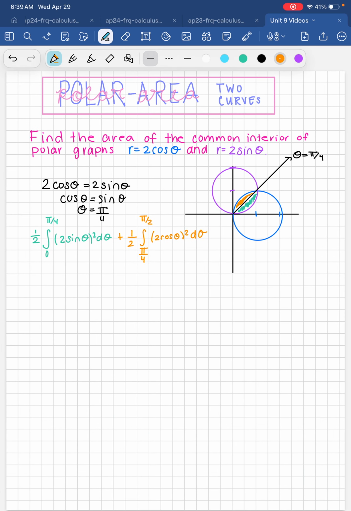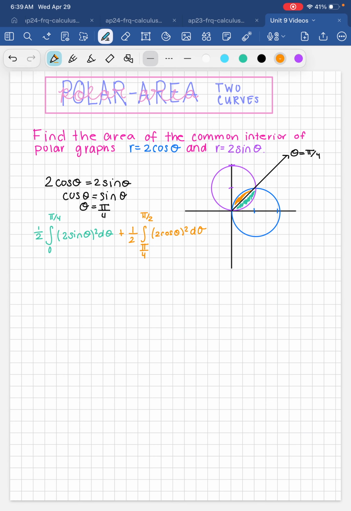Sometimes you might have to just set it up. Sometimes you're going to have to solve it. If you type that into your calculator, you should get 0.5708. My apologies. Okay, so color coding is key.